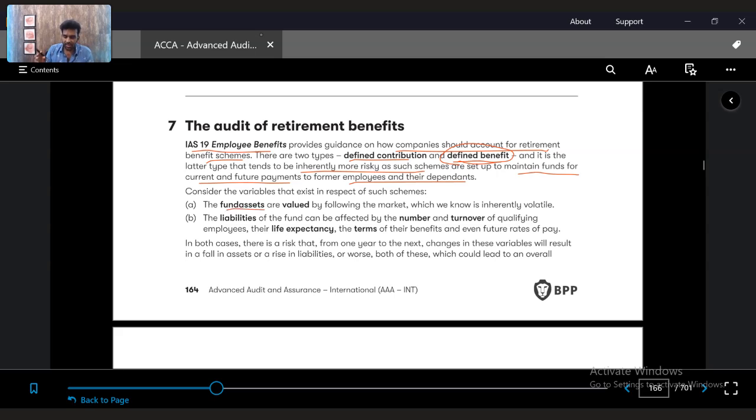The fund assets are the contributions they get, and definitely if you want to give some money to someone after 10 years, you will invest it somewhere, right? So that the money can grow and you have the profits to compensate. So whatever money the company is contributing to the employee benefits will be kept in fund assets and invested. There will also be the liabilities, which can be affected by the number and turnover of qualified employees, their life expectancy, the terms of the benefits, etc. So how many people have exited the company, how many have taken out. The liability is the amount the company has to pay to the employees.